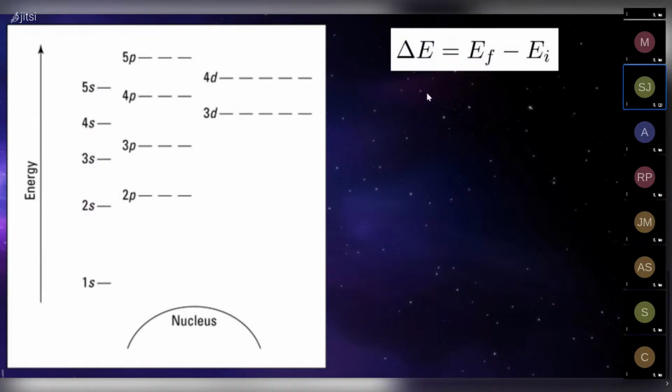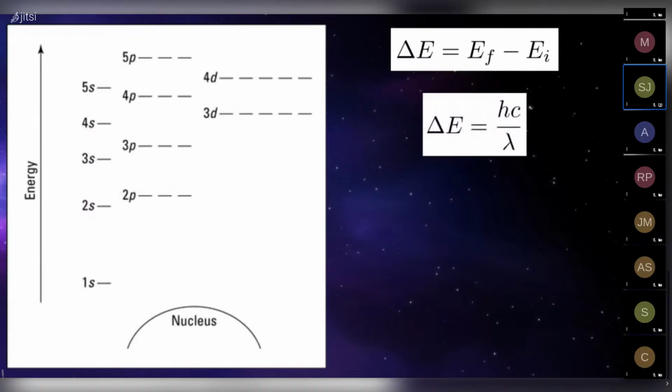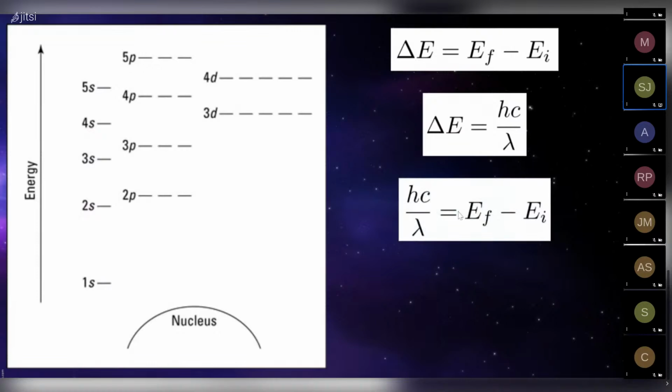So delta E is the energy which will be carried by those photons, which is equal to EF minus EI, which is also equal to the energy of the photon emitted by that electron transition, that is hc by lambda. So delta E is hc by lambda. So we can equate these two equations and we get hc by lambda is equal to EF minus EI.